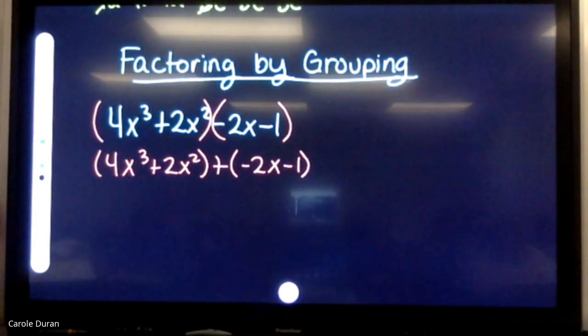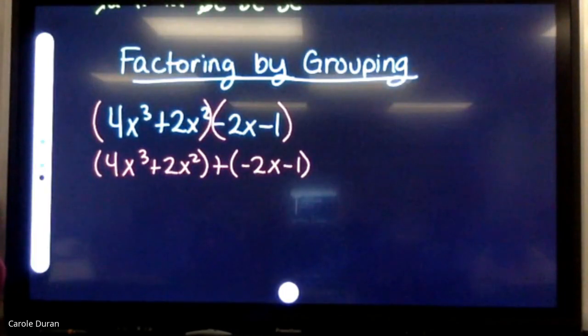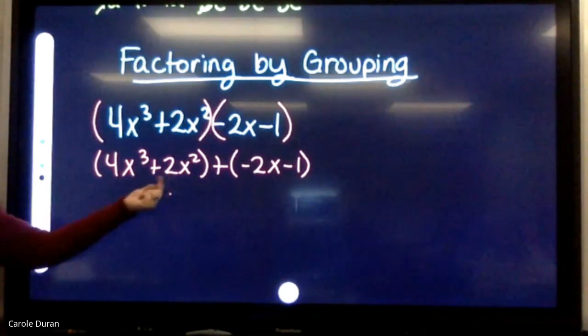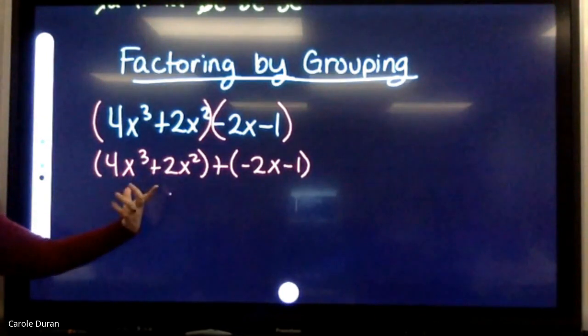Since I grouped them, I'm going to look at each group individually to begin with. So looking at these first two terms, 4x cubed plus 2x squared, what can I take out of both of those terms? I'm looking for the largest thing. 2x squared, right? I can take a 2 out of both the 4 and the 2, and I can take an x squared out of both the x cubed and the x squared, correct?